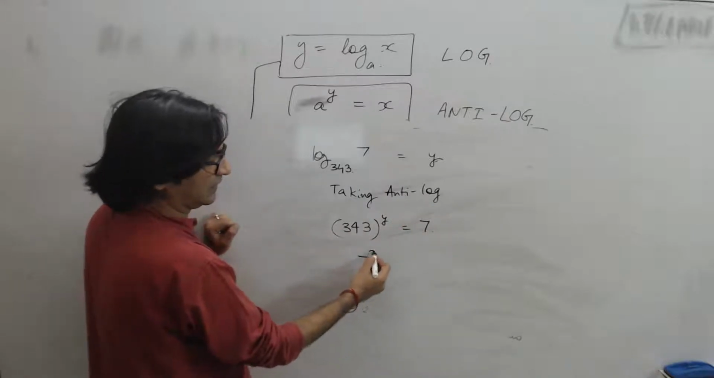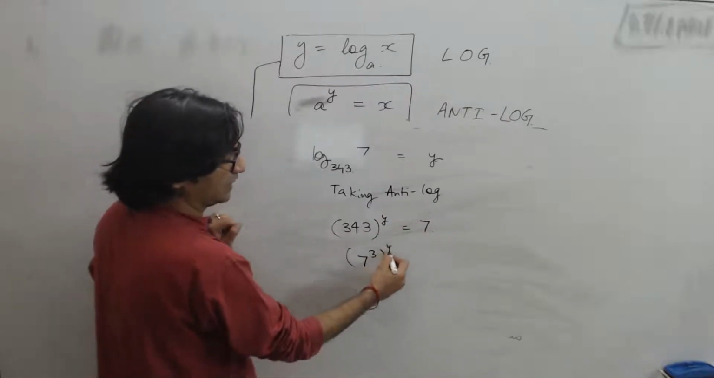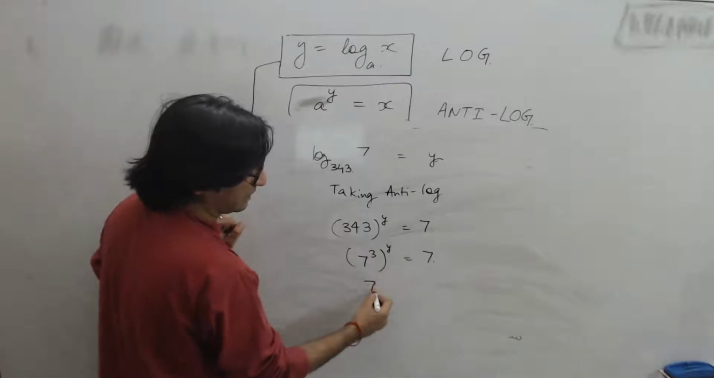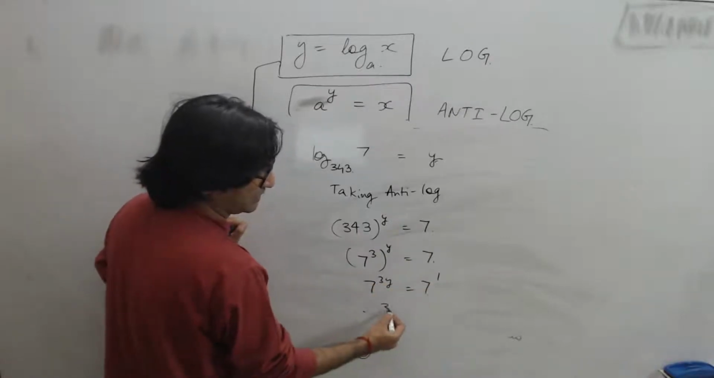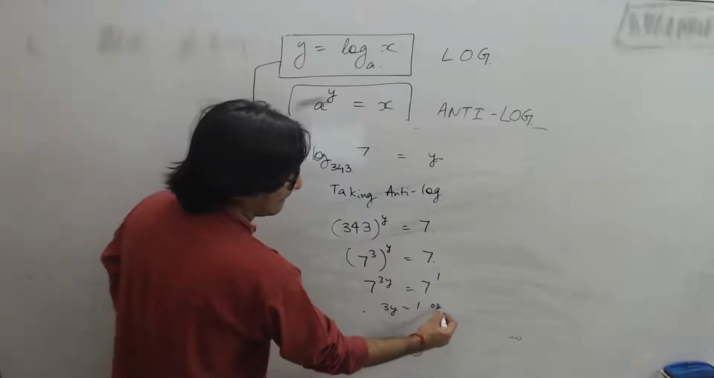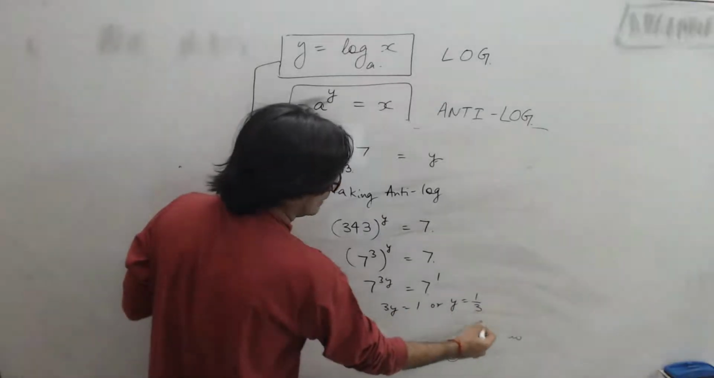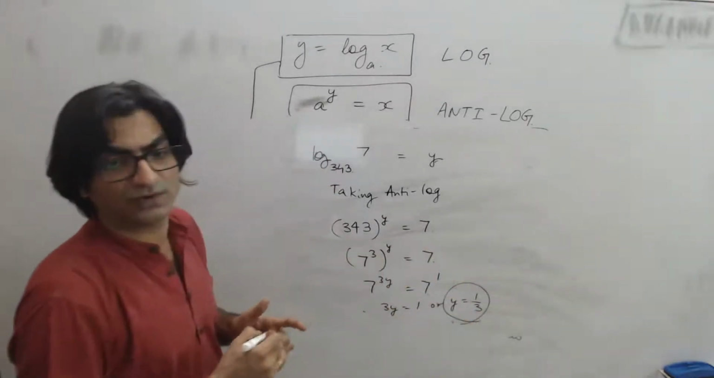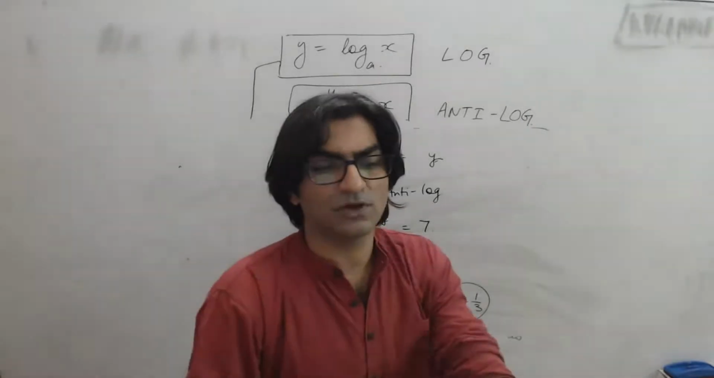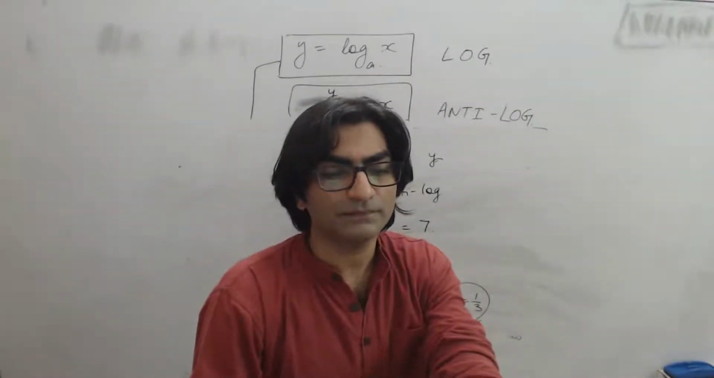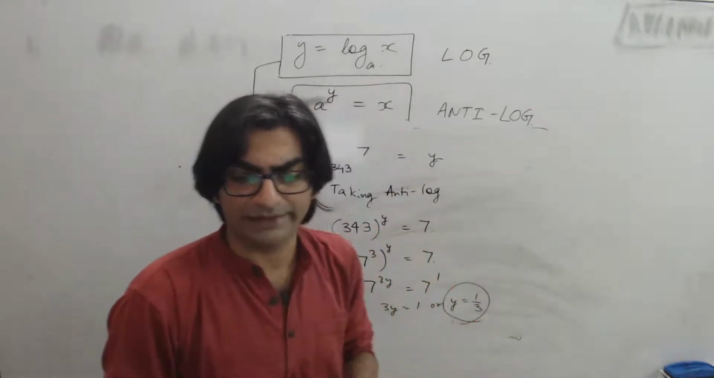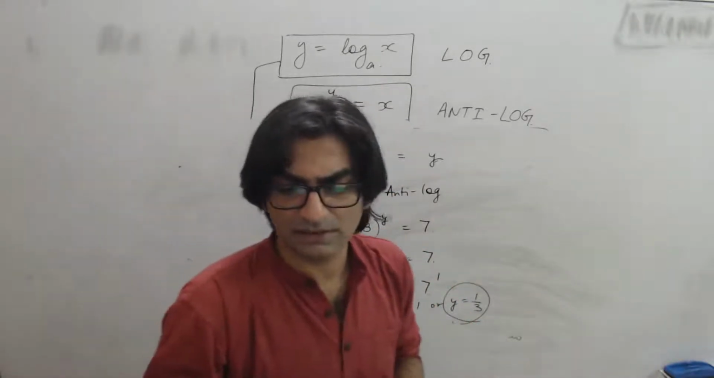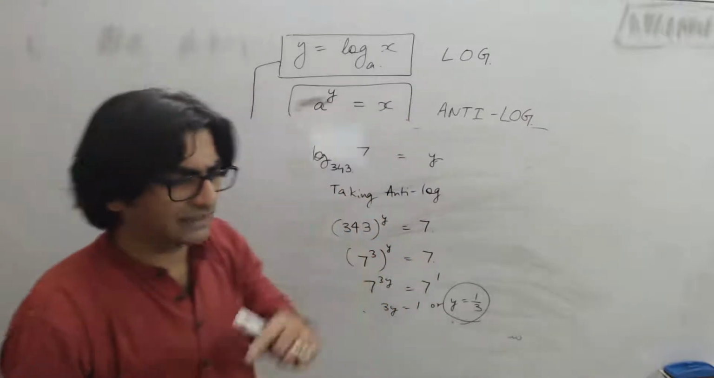And I know 343 is 7 cube. So 7 cube raised to the power y is 7, which means 7 raised to the power 3y is 7 raised to the power 1, which means 3y is 1 or y is equal to 1 by 3. So the answer to the first question is option A. Great. A lot of you guys got the answer. Nice. Try the second one.